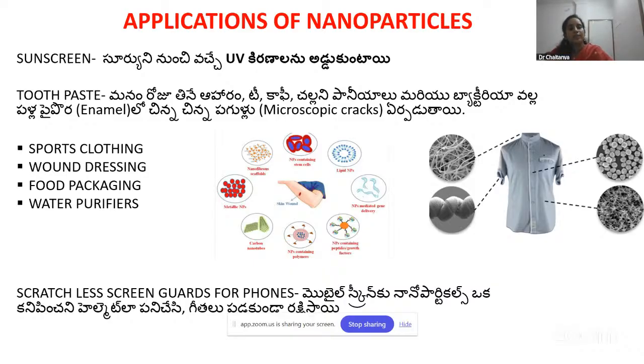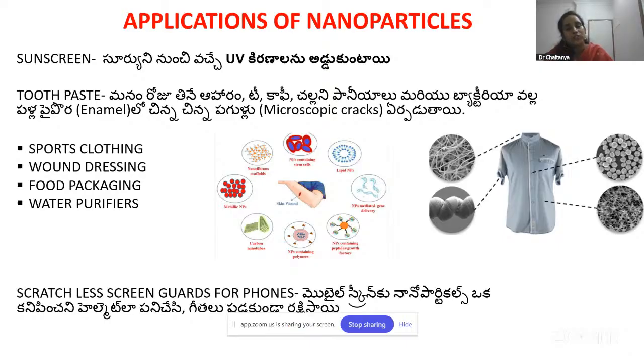And the other one you can see on the screen is water purifiers. I think every house has a water purifier. Whether it is the old version water purifier or the new version, you can see the candles in that. Or in the new version, you can see some membrane, like a paper membrane, where the water will get filtered. Whether it is candles or filters, it is made up of nanoparticles.